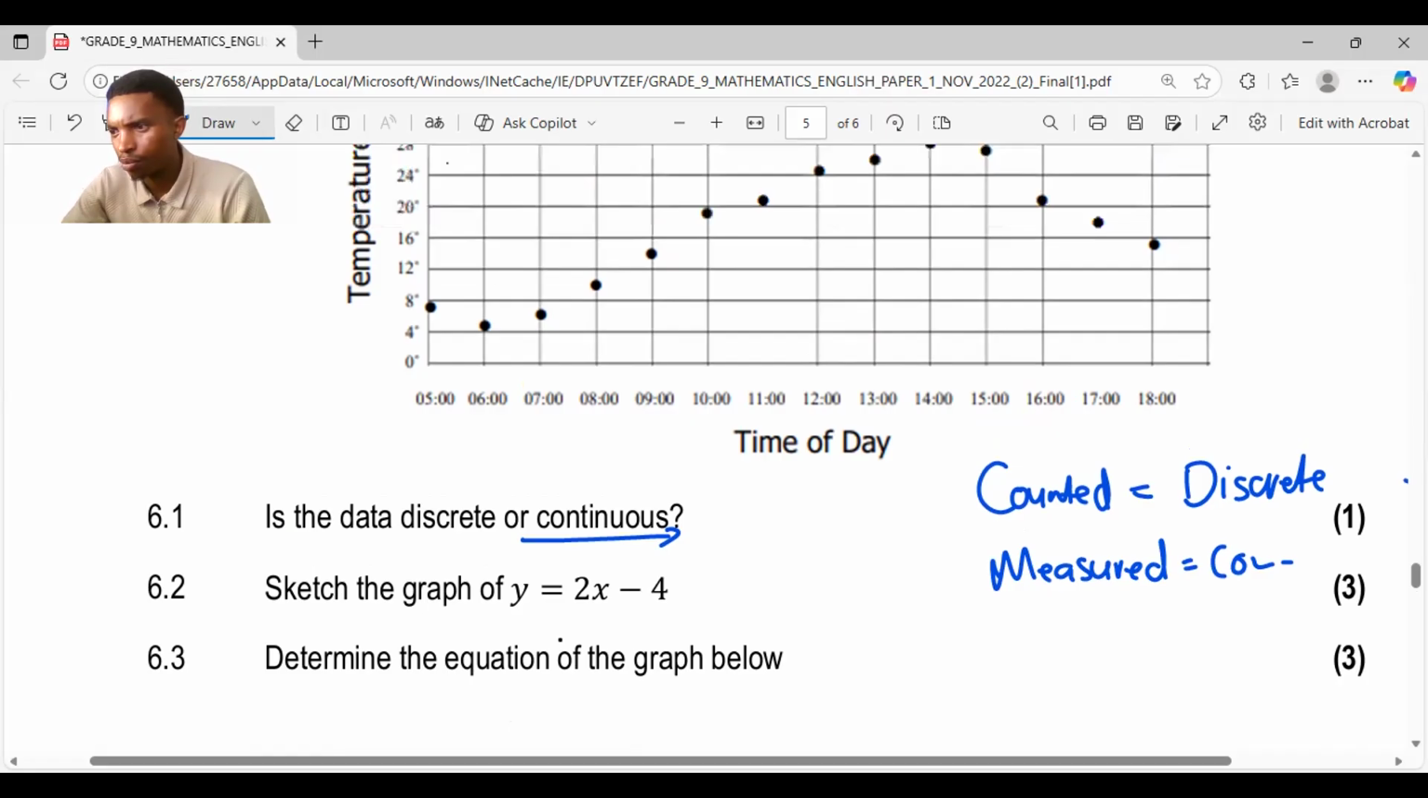I've never heard of discrete and continuous before. They've never taught us this before. But now you know it, right? What does continuous and discrete mean, sir?